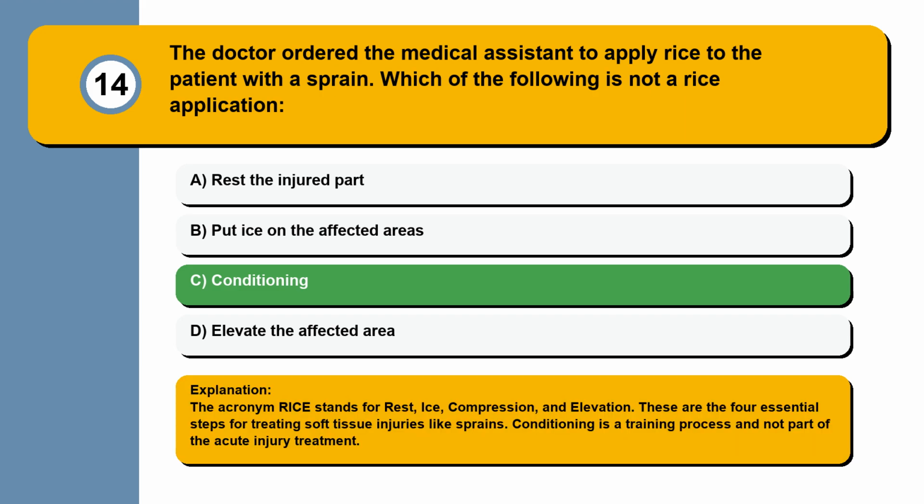Conditioning. Explanation. The acronym RICE stands for rest, ice, compression, and elevation. These are the 4 essential steps for treating soft tissue injuries like sprains. Conditioning is a training process and not part of the acute injury treatment.